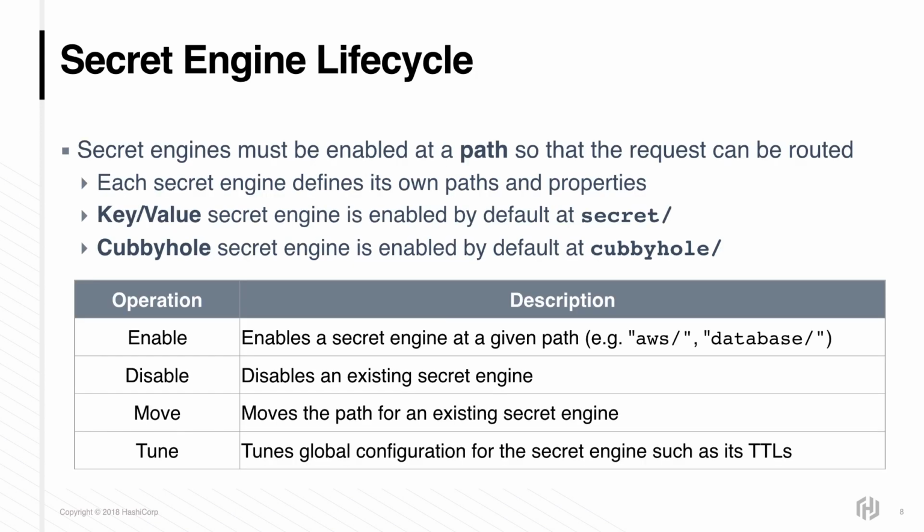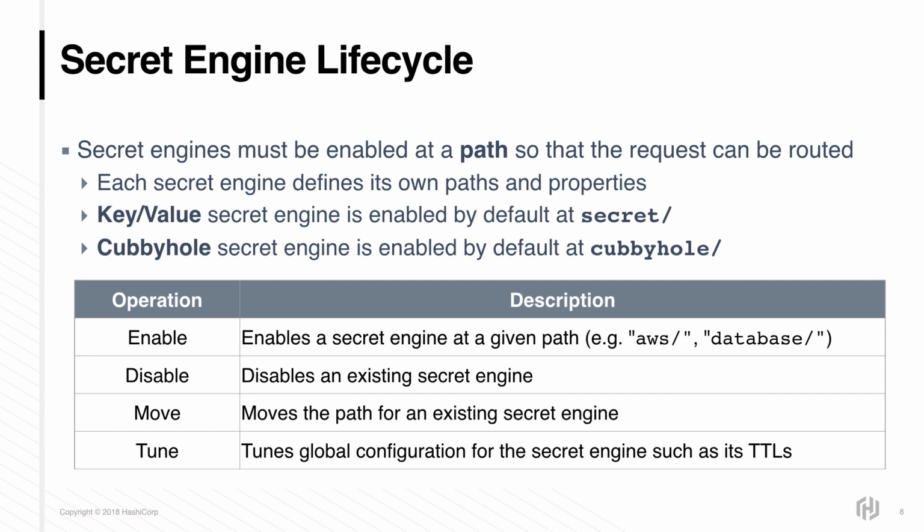Secret engines must be enabled at a path so that the request can be routed. Enable operation enables a secret engine at a given path. With few exceptions, secret engines can be enabled at multiple paths. Each secret engine is isolated to its path. By default, they are enabled at their type, such as AWS enabled at aws/.